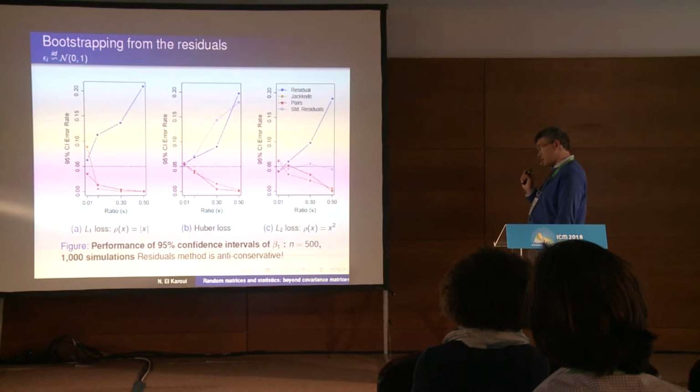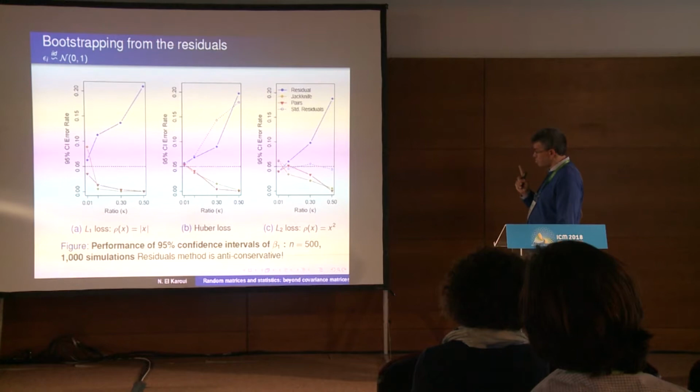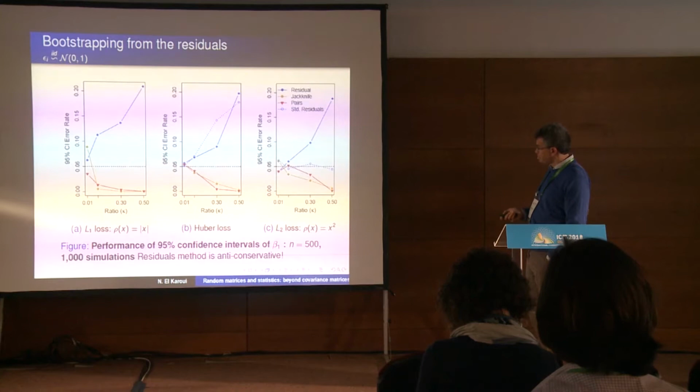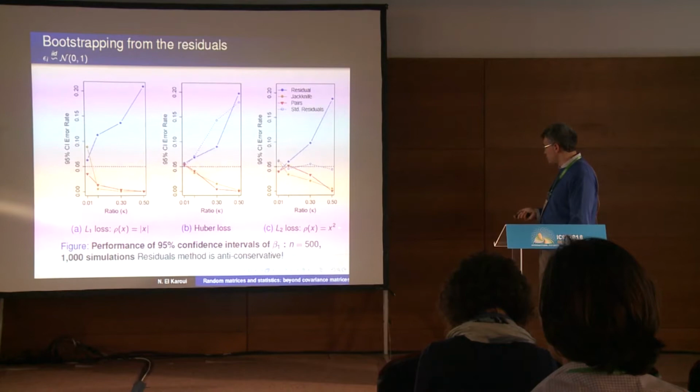Again, we're not asking a very hard question. We're just asking, are we covering beta naught 1? Okay, so one projection on a fixed given direction of the estimator. And we're looking at the coverage as the ratio p over n varies from 0.01 to 0.5. So it's 0.01, 0.1, 0.3, 0.5. Okay, here we have least squares, a completely trivial problem for which no bootstrapping is needed.